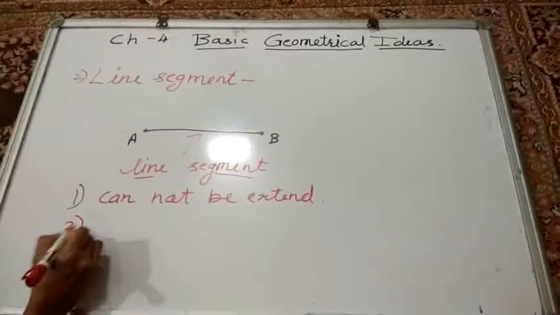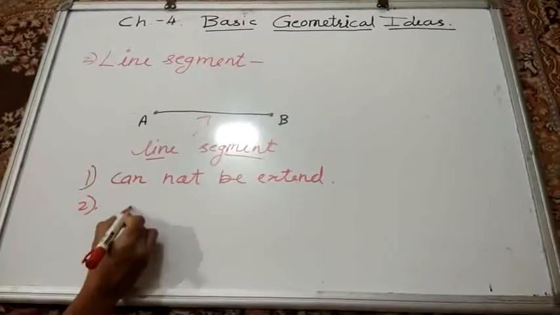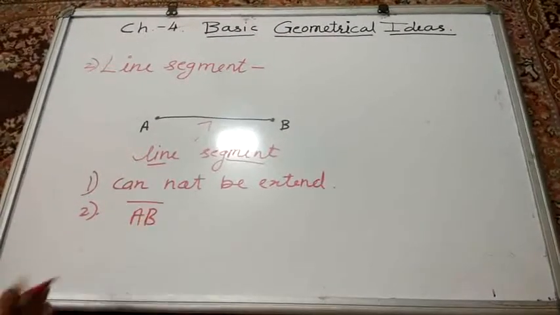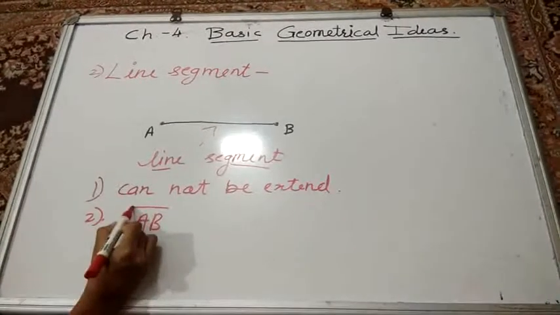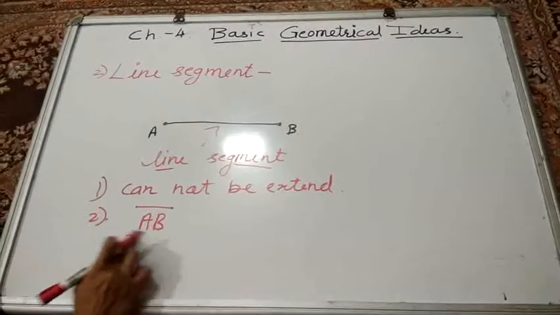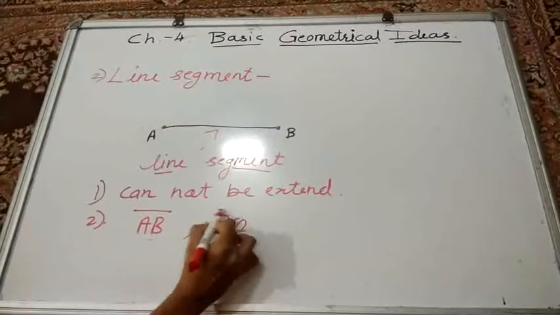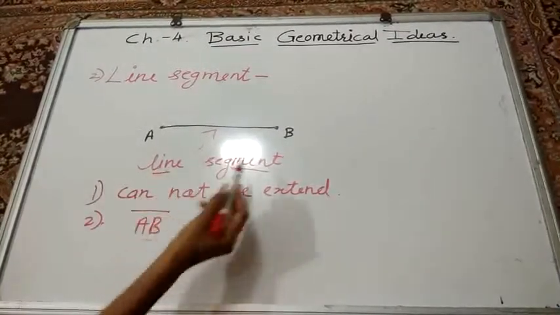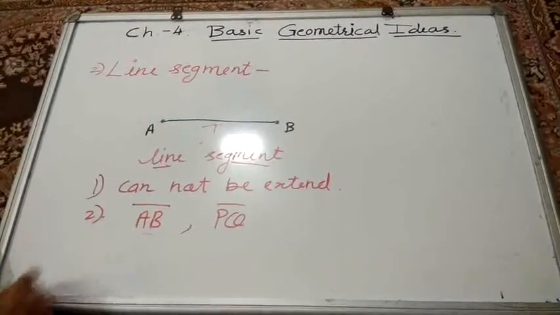And second point, this line segment is denoted by like this, AB line segment. It is the symbol of line segment. So line segment is denoted like this or like this. This is a way to denote the line segment. These two points are very important.